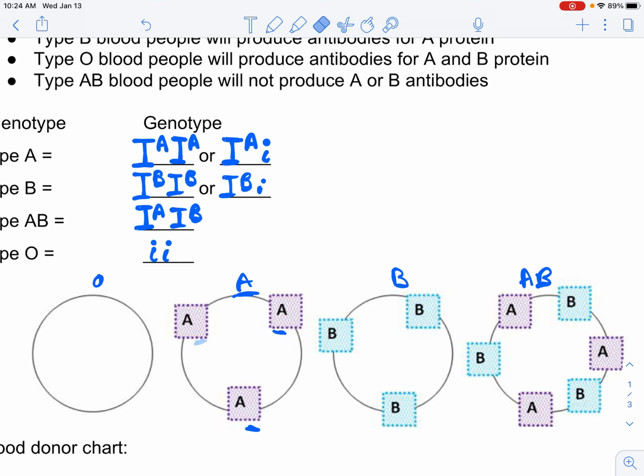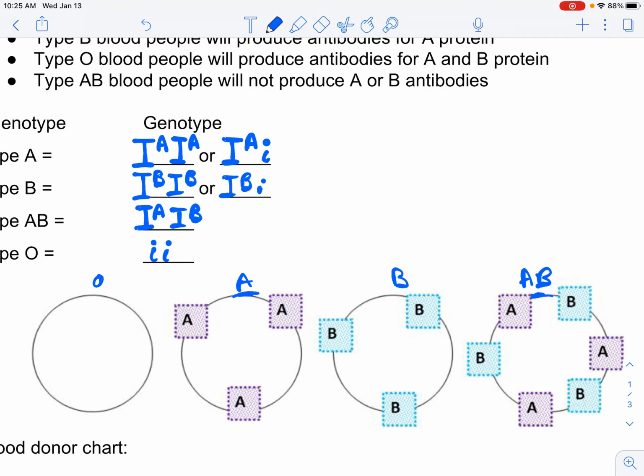Likewise, if you have type A blood and you receive type B blood in the donation, if you need blood, your body will recognize the B protein as a foreign protein and try to destroy it. And again, that would be bad.